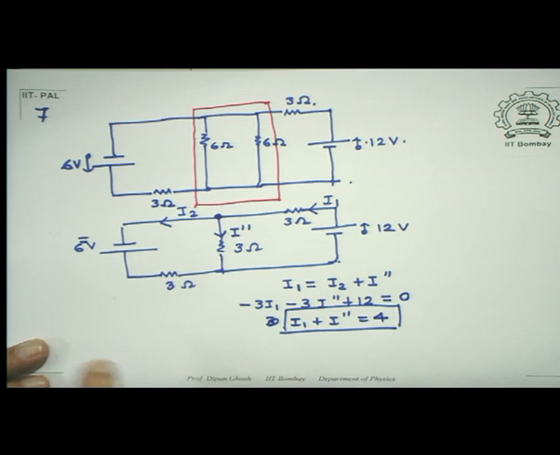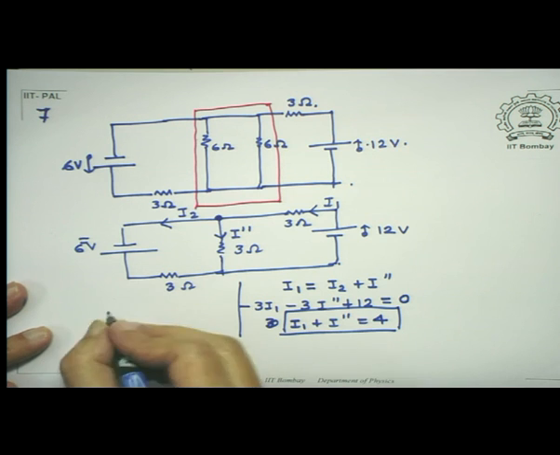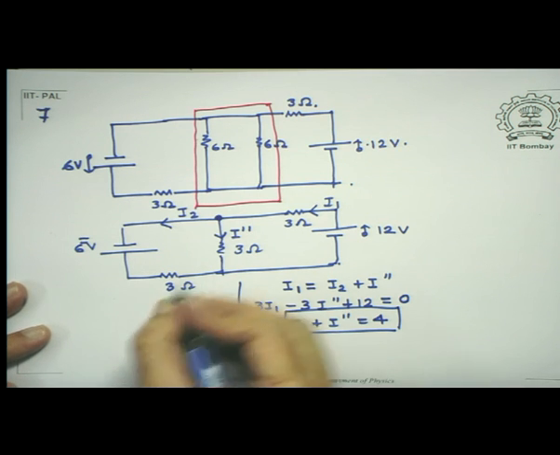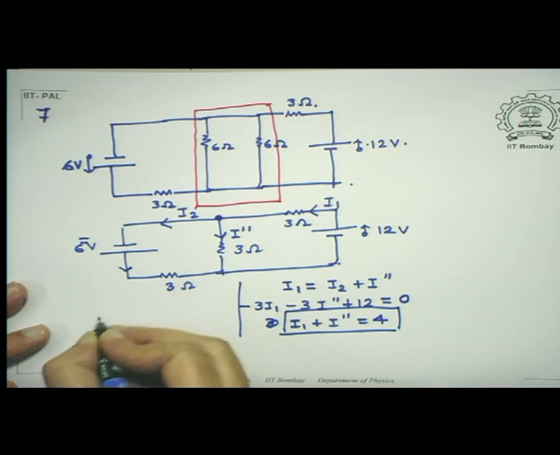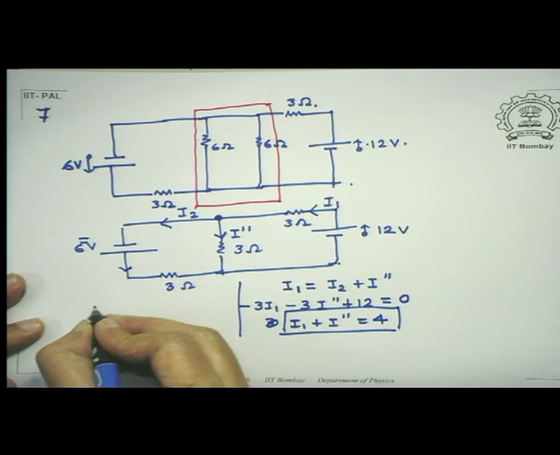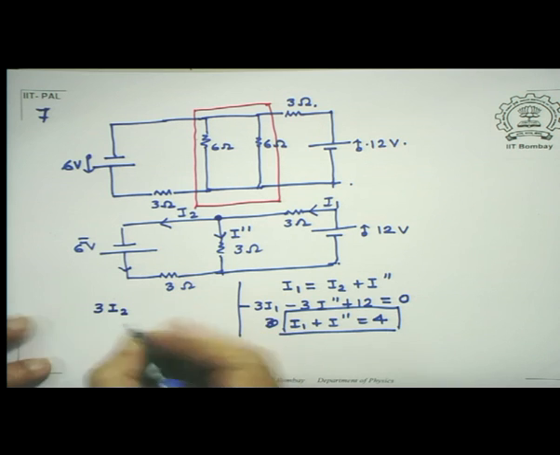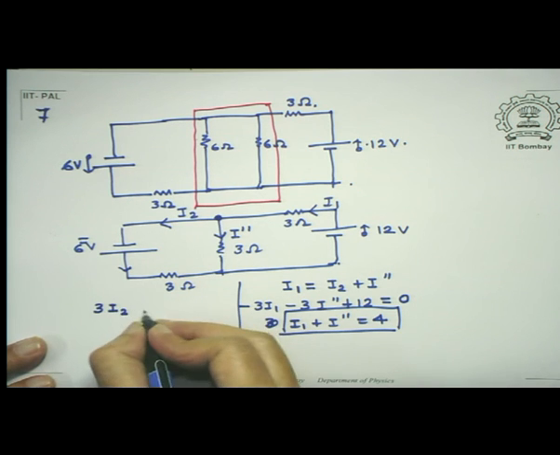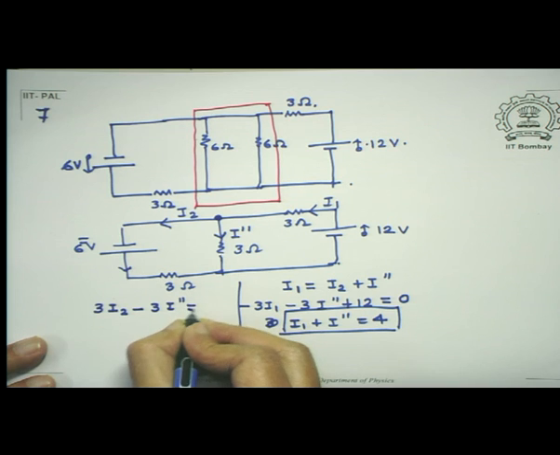In the second loop, what I've got is, so this was my right hand loop. Let me look at the second loop. In that loop, what I've got is 3I2. So remember that whatever is coming in, I write down 3I2 minus 3I double prime equal to 6.